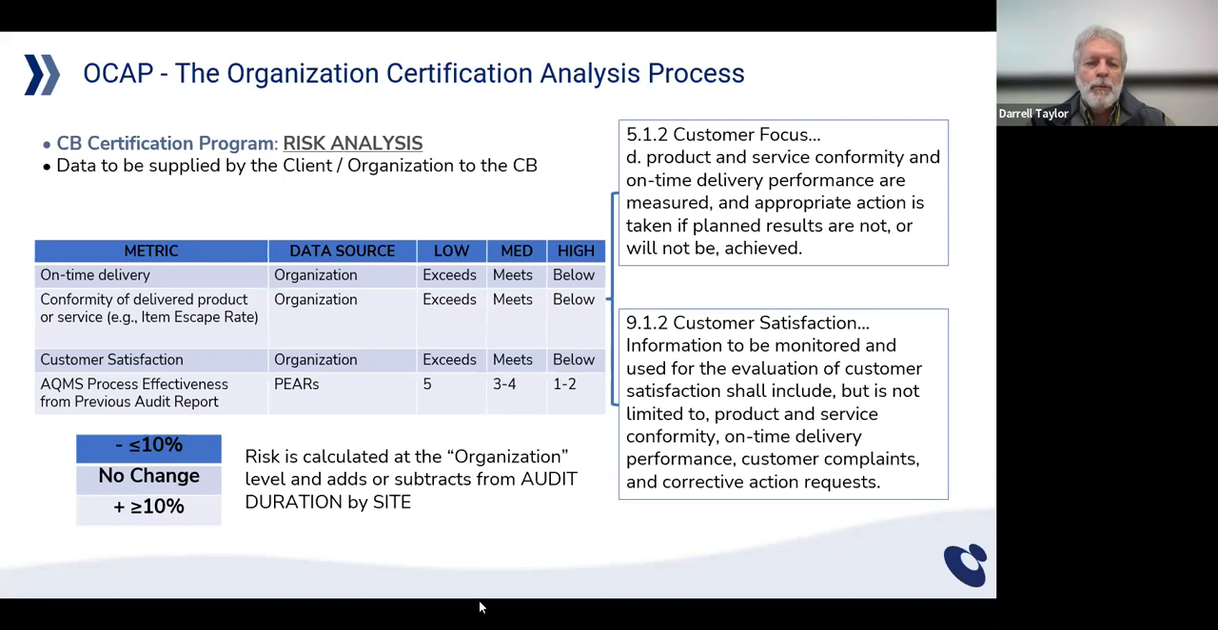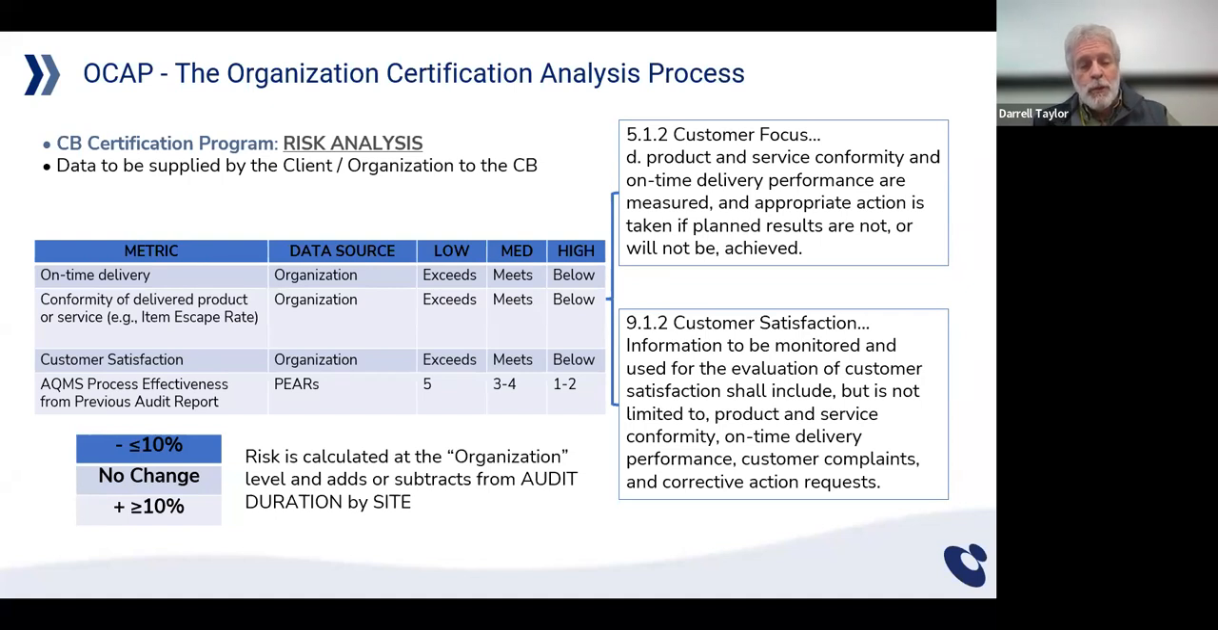When you think about customer focus, it's already in the standard. 5.1.2 talks about understanding product and service conformity and on-time delivery performance. So this organization needs to know it, measure it, and be able to present whether or not they're achieving those objectives. Customer satisfaction, 9.1.2, how do you measure that? Information needs to be monitored and used. So we're not really adding anything over and above. We're not asking them to do anything that they shouldn't already be doing as part of their normal process.